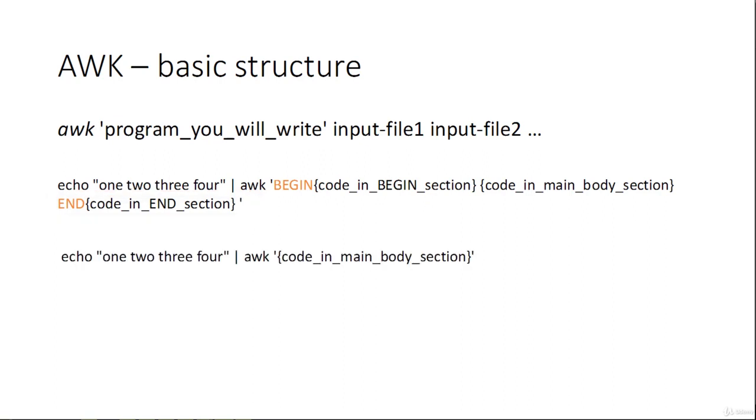We can of course use only one section of an AWK program, as we can see here. Here we don't have begin and end sections. We are only performing the main section for a specific output from the echo command.